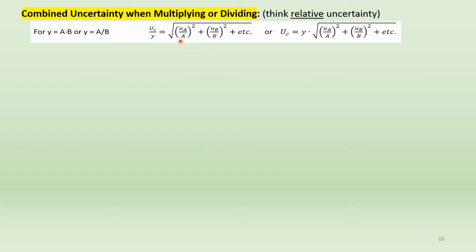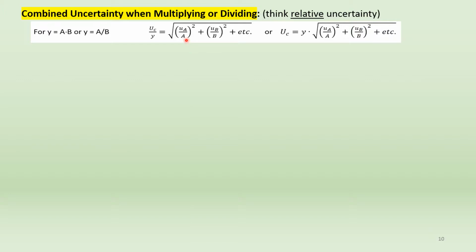All right, how about multiplication and division? Unlike addition and subtraction, where you combine absolute uncertainties, for multiplication and division, you combine relative uncertainties. So for a calculation such as this, the result y is equal to a times b, or a divided by b, or any combination thereof. The combined relative uncertainty of y, that is the absolute uncertainty divided by the value y, is equal to the root of the sum of the squares of the individual relative uncertainties.